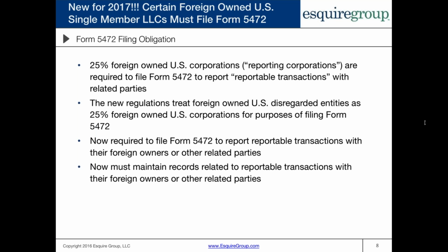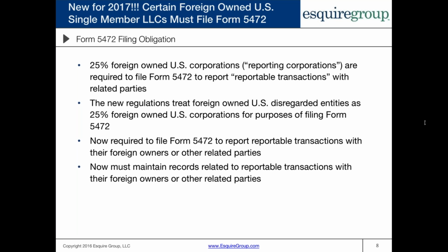So the example that we're going to talk about here is the reporting requirements related to 25% foreign-owned U.S. corporations. So if there's a U.S. corporation, we're switching gears a little bit right now. We're talking about U.S. corporations and not disregarded entities for a couple minutes here. If you have a U.S. corporation that's 25% or more foreign owned, that U.S. corporation is going to have to file a Form 5472 to report reportable transactions with related parties. So, with foreign owners, with companies under common ownership, things like that.